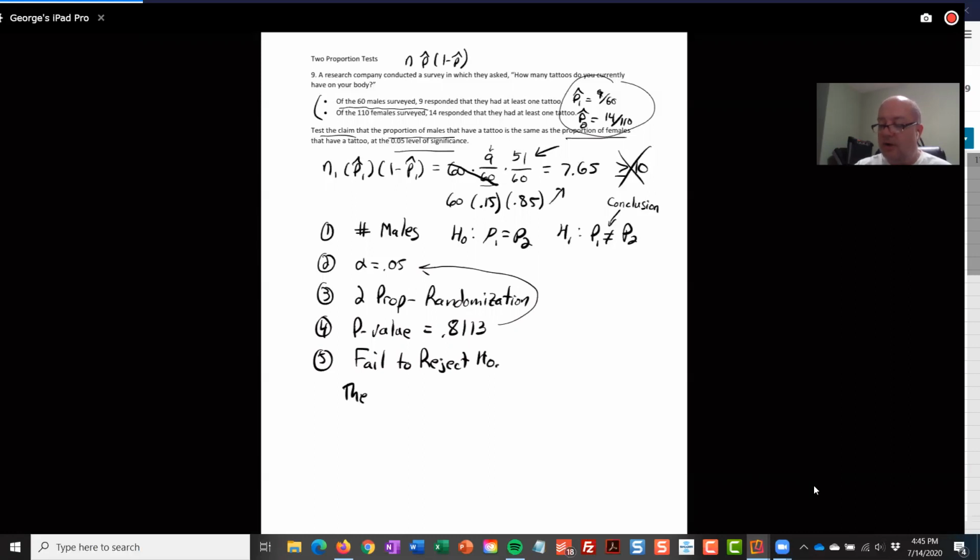And that means that there is not, okay, if you're getting tired of writing sufficient evidence to support, I'm going to allow you to write this abbreviation, SETS, sufficient evidence to support that whatever H1 says, and here is that the proportion for males is different. Remember, that's that not equal to part again, than the proportion for females.